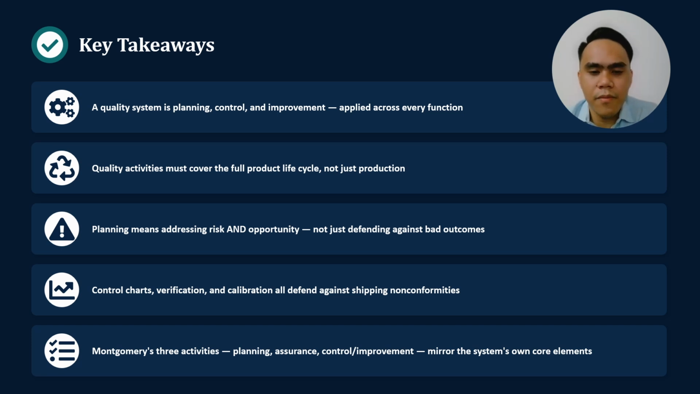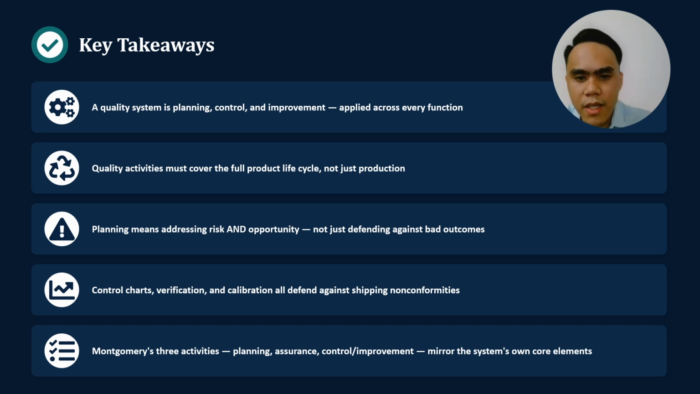Third, planning means addressing both risk and opportunity. It's easy to think of quality planning as purely defensive, preventing bad things. But ISO 9001 2015 treats pursuing opportunities like new markets or new technology as an equally legitimate part of the same planning process.